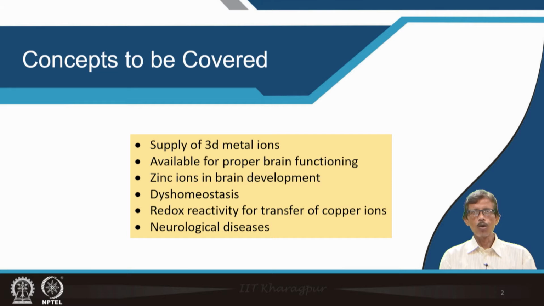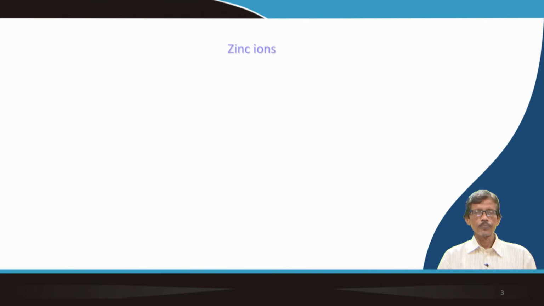Then if we go to copper, we all know copper is a redox active metal ion. So, what happens if you have not only zinc but also copper in the brain, and many such related things which are your neurological diseases. So, we talk about zinc ions the way we talked earlier about the presence of zinc ions in our body, but now we confine our attention to the brain only.